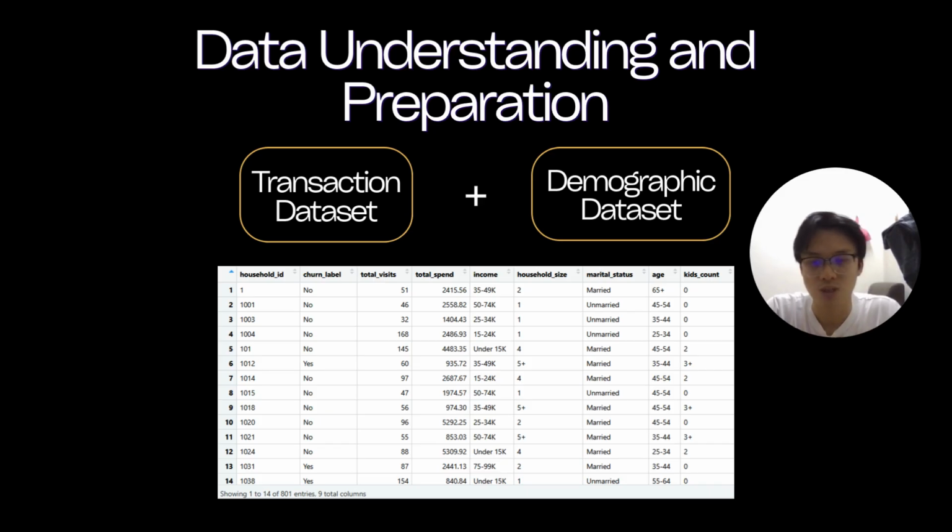These datasets were chosen because churn is inherently defined by purchasing activity, which can only be derived from transactional data, while demographic attributes help explain behavioral differences among the customers.